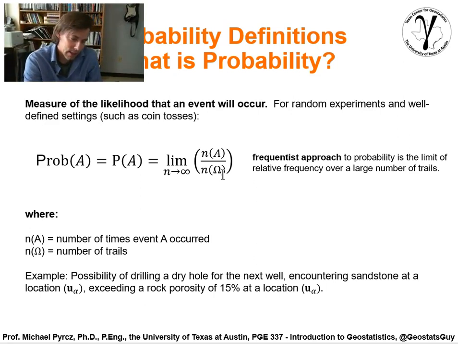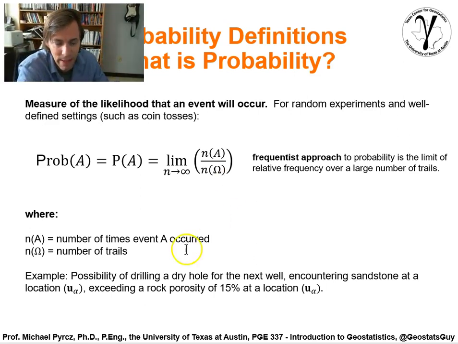We can look at if we have a hat and we draw red and green balls, and if we draw 5 red balls out of 10 draws, we would say 50% chance of getting a red ball. That's exactly what this is telling us. Of course, this is suggesting that we have a large enough set of trials that we can in fact assess these statistics.